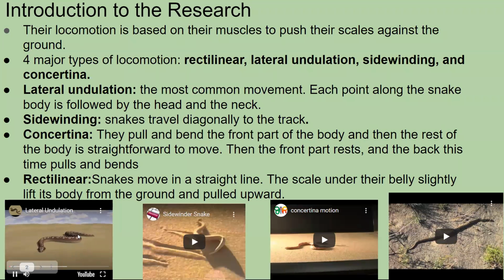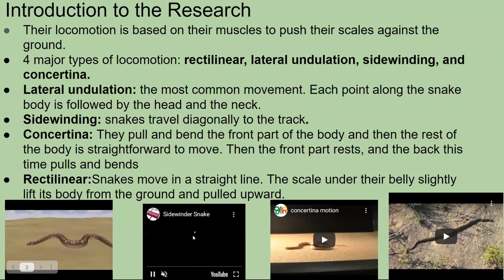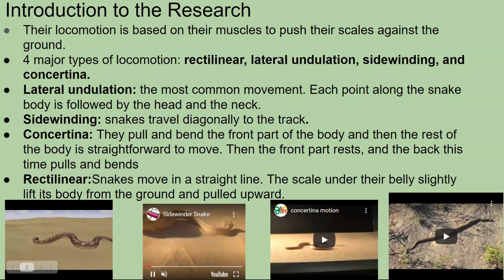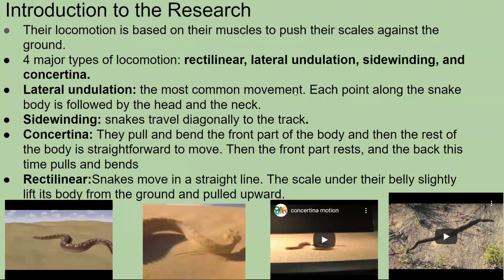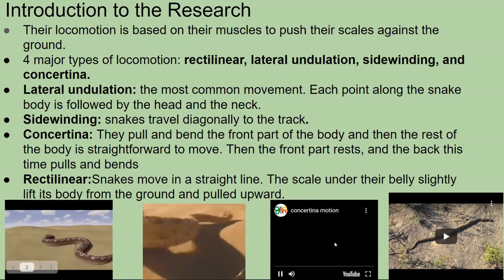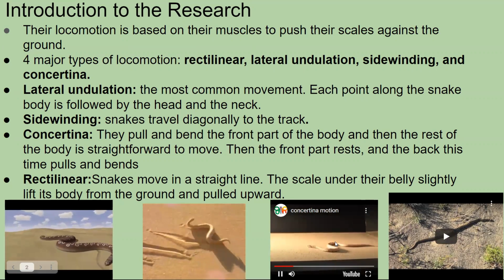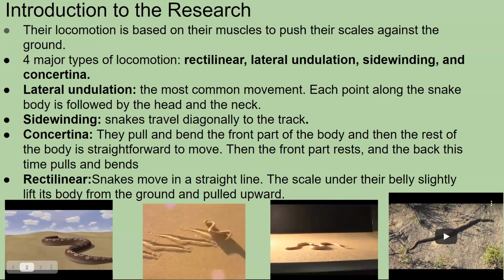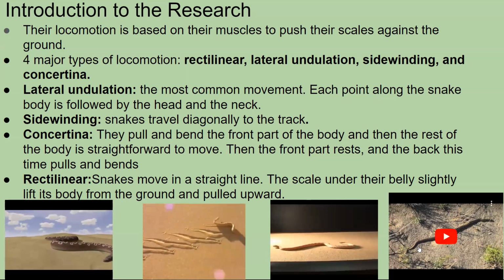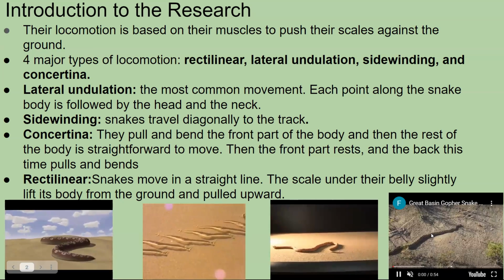The first one is lateral undulation. This is the most common movement. Each point along the snake body is followed by the head and the neck. Next is sidewinding. Snakes travel diagonally to the tracks, followed by concertina. They pull and bend the front part of the body, and then the rest of the body moves straight forward to move. Next is the rectilinear.